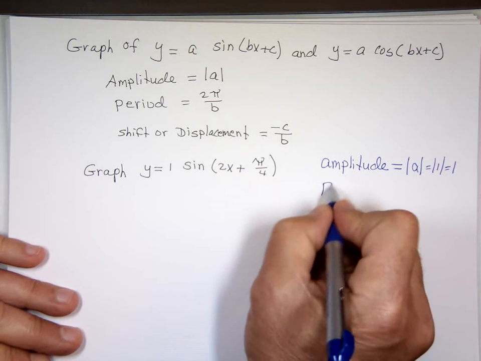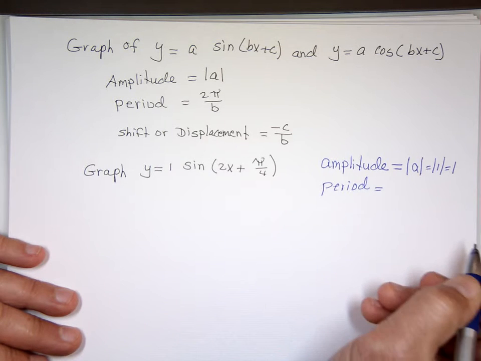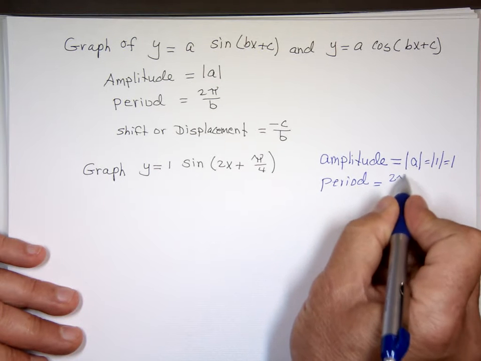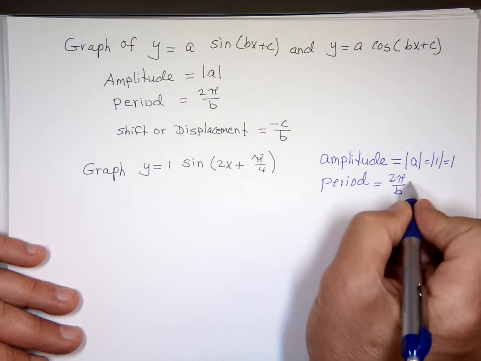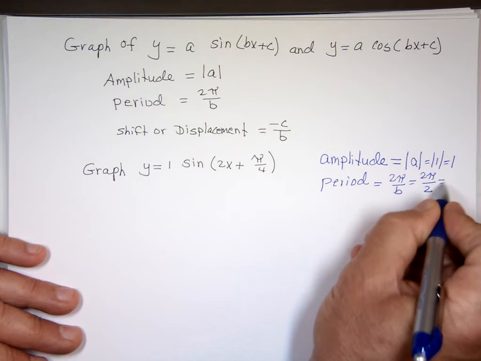The period. Two pi over B. What is B? B is the number in front of X. 2 pi over 2, which is what? Pi.